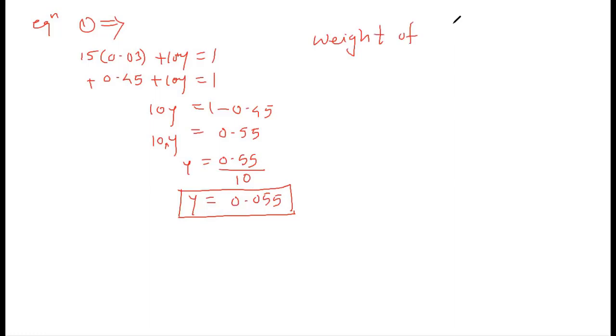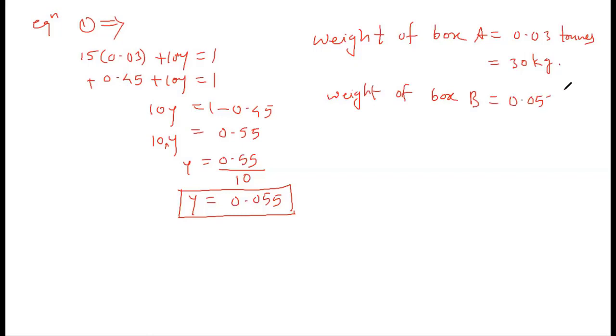Weight of box A equals 0.03 tons. It means 30 kilogram, and weight of box B equals 0.055 tons. So converting to kilogram, it becomes 55 kg.